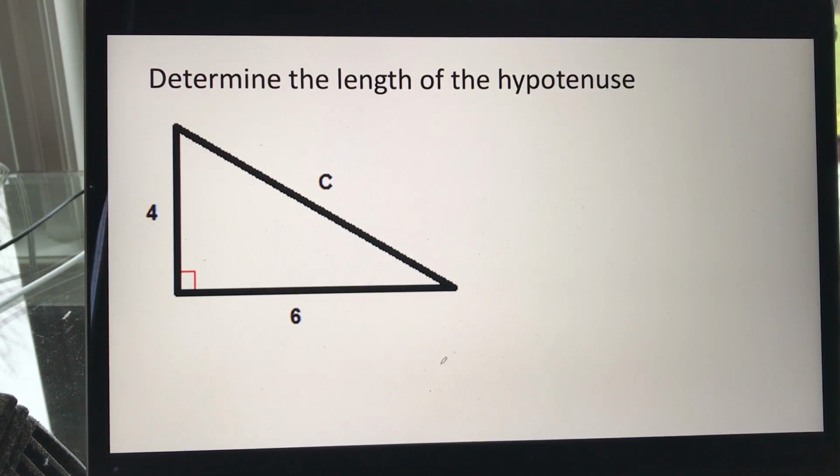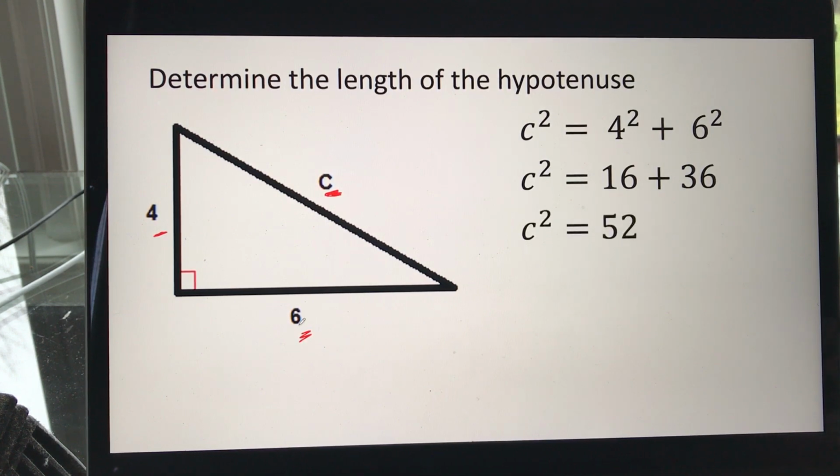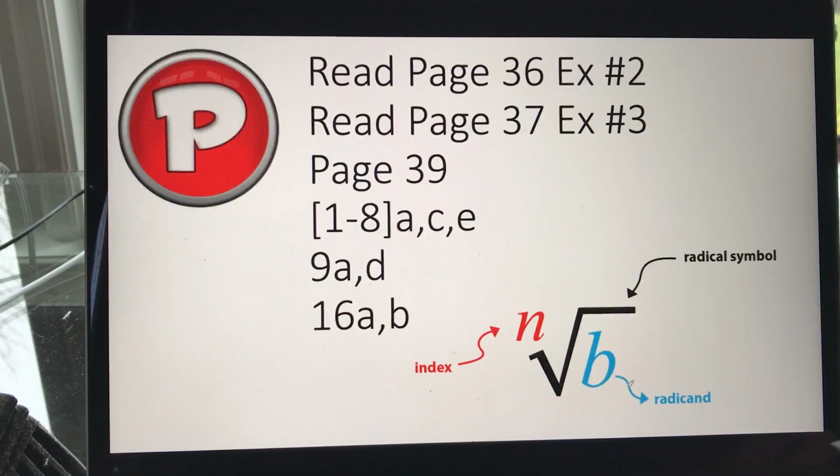An interesting question: determine the length of the hypotenuse. I'm going to use the Pythagorean theorem. I know the hypotenuse squared, c squared, is 4 squared plus 6 squared. So I operate away. I have c squared is 52. c would be the root of 52. I'm going to leave it like that, root 52. I'm going to try to find some numbers that multiply to 52. Okay, it works out, 4 and 13. I know the root of 4 is 2. So the length of the hypotenuse would be 2 root 13. That's it.